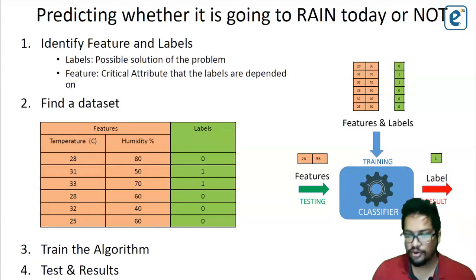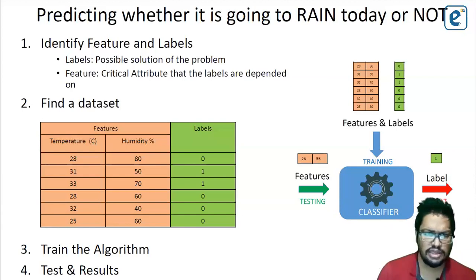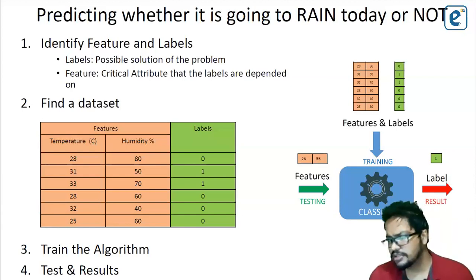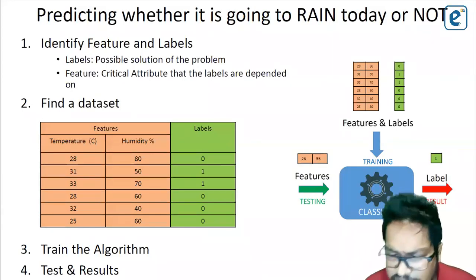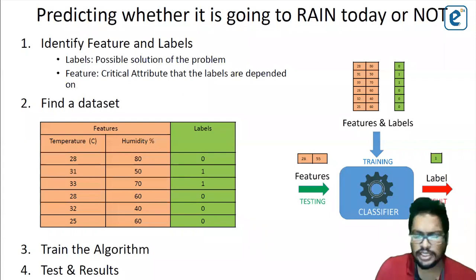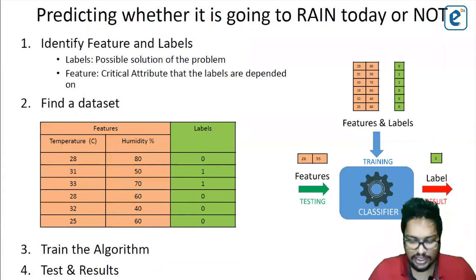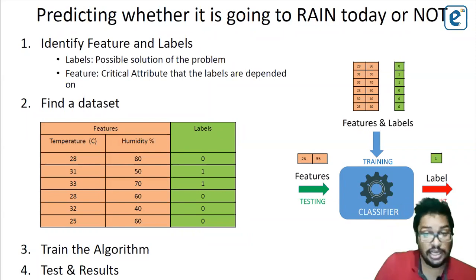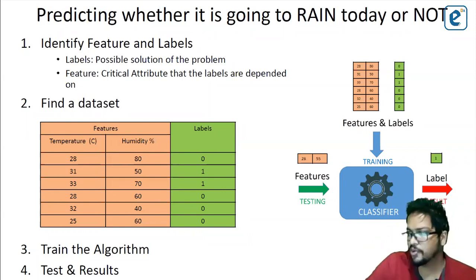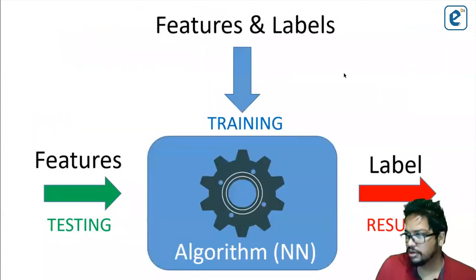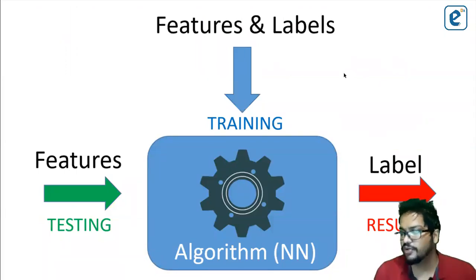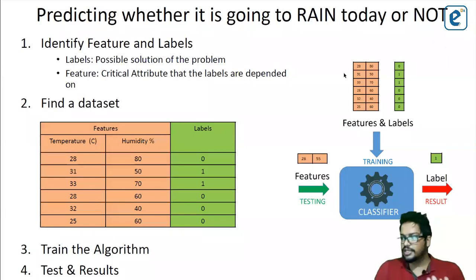So what are the features and labels? Labels are quite straightforward. Identifying labels is easy. I'm talking about how to train a machine learning or deep learning algorithm, and what we need in order to train it. So in order to train it, we need features and labels. We are trying to identify what the features and labels are here.